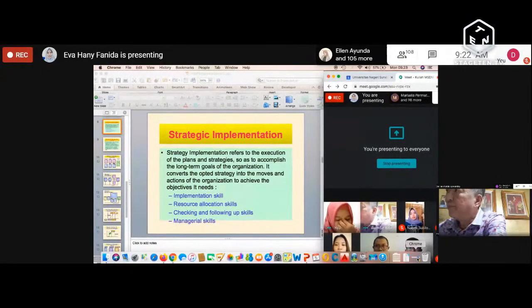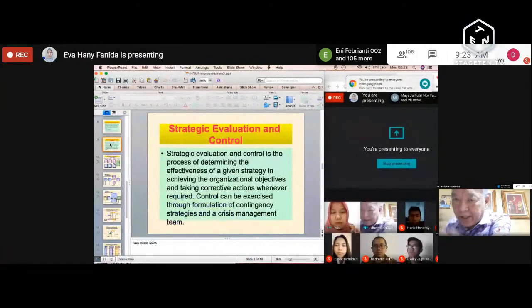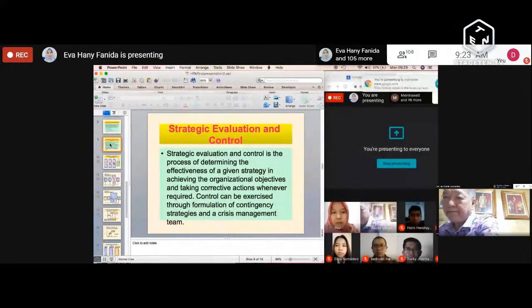Leadership style. And in leadership style, they need to have implementation skill, resource allocation skill, something like that. Okay, good.